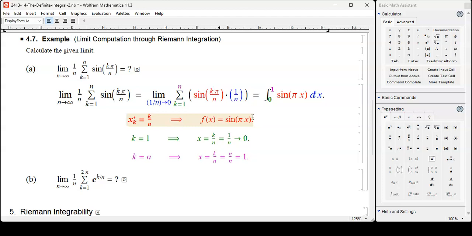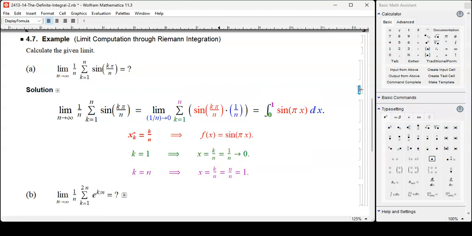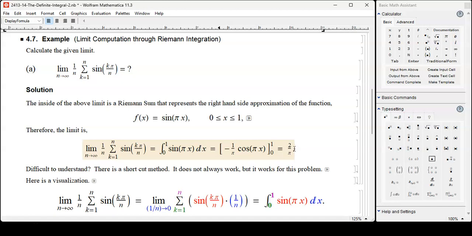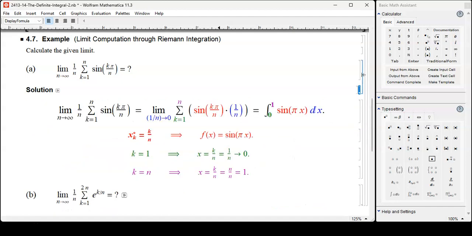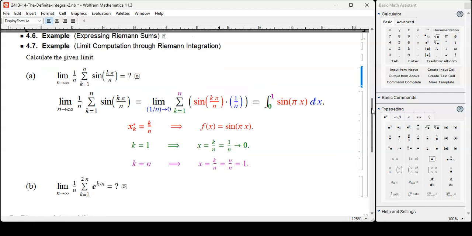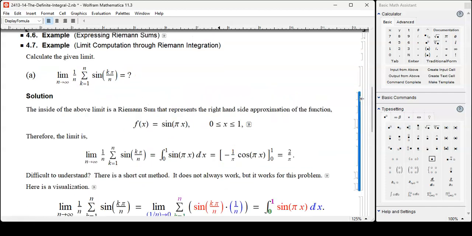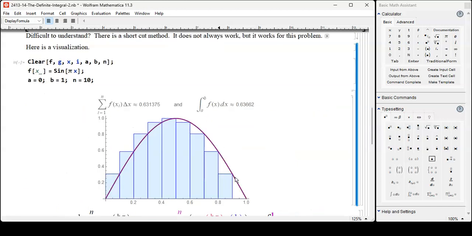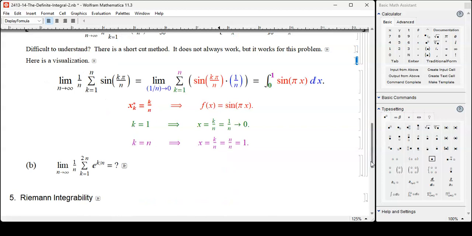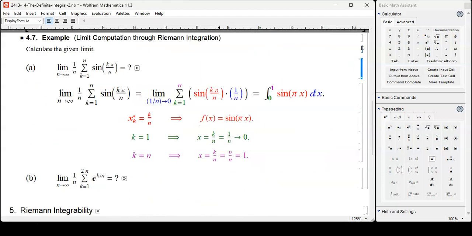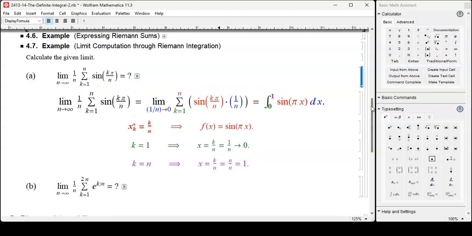So pi is still there, so sine of pi x, okay, that's my integrand. K begins from 1, so x begins from 1 over n, that's going to 0. K ends at n, so x is n over n, that's 1, so integral 0 to 1. And calculating this integral using the fundamental theorem, that should be easy, so that's left to you. Oh, by the way, here is a visualization associated to this. It's a Riemann sum given by right-hand side endpoint. So it's a Riemann sum, and limit of the Riemann sum is Riemann integral.